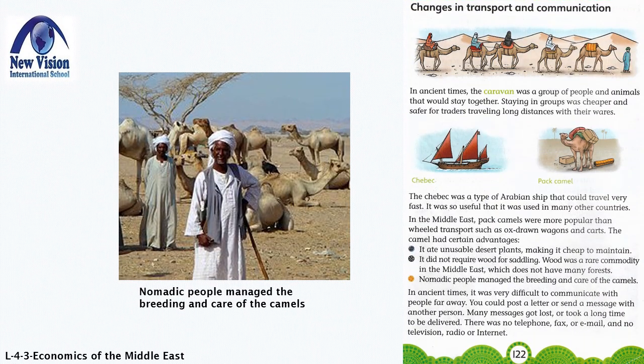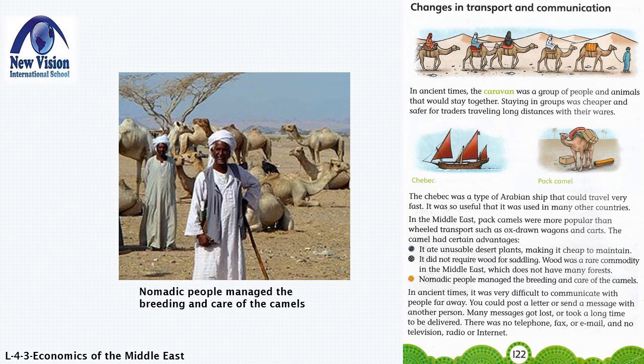Now turn to student book page number 122. Focus with me when I read the whole page. Highlight important sentences. Okay. Changes in transport and communication. In ancient times, the caravan was a group of people and animals that would stay together. Staying in groups was cheaper and safer for traders traveling long distances with their wares.